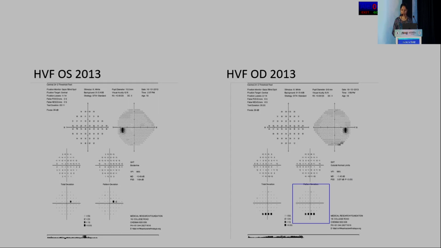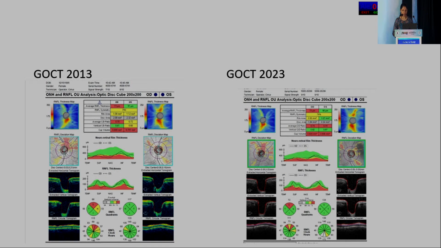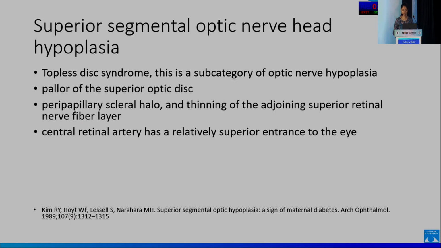Visual field test in 2013 showed defects in the inferior periphery. Even after 10 years, the defects are stable. The patient had been stopped on medications, as there is no progression of the defects. Even the OCT showed superior nerve fiber layer thinning, which was stable. So this is a rare entity which has to be kept in mind.